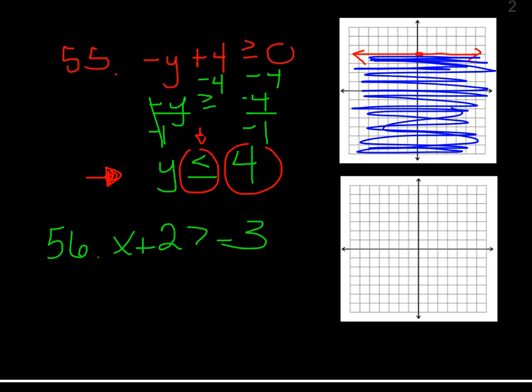And again, our test point is inside the shading, so we would be making a true statement if we said 0, 0 for x and y. Since we just have y, we would put a 0 in for y, and 0 is less than or equal to 4 because it's less than 4, so we shaded correctly.